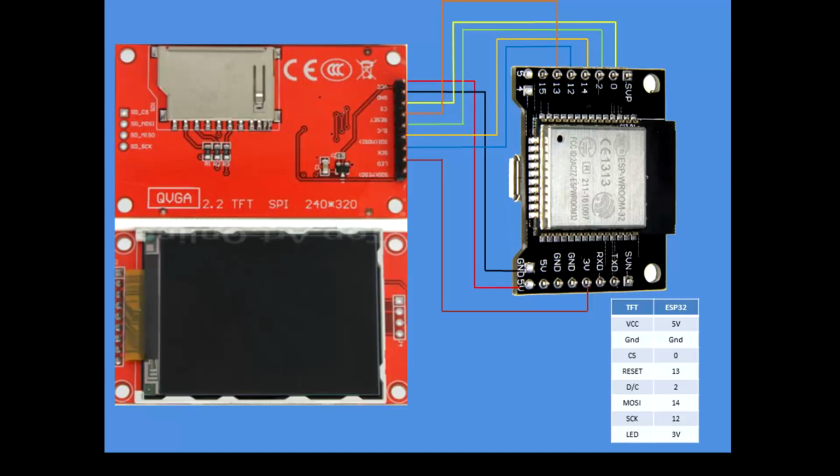Connecting the SPI bus TFT display is relatively straightforward. Follow the wiring diagram as depicted here, and I'll copy it onto GitHub for clarity. Essentially, as the chart depicts in the bottom right hand side, VCC of the TFT is connected to 5 volts, ground to ground, chip select to pin 0, reset to pin 13, the data command pin to pin 2, master out slave in to pin 14, system clock to pin 12, and the LED to the 3 volt pin. The LED pin can be generally varied between 0 and 5 volts, or you can do that with pulse width modulation to vary the intensity of the backlight.